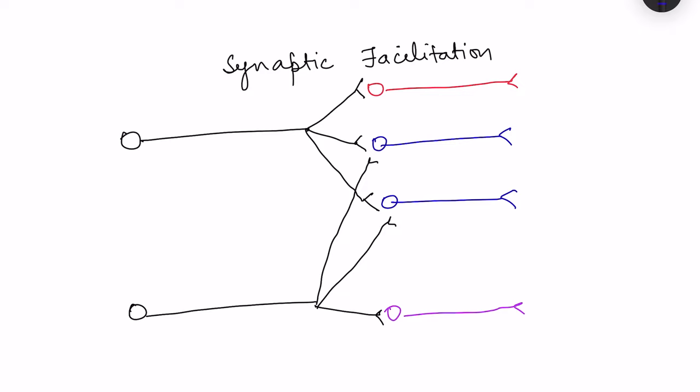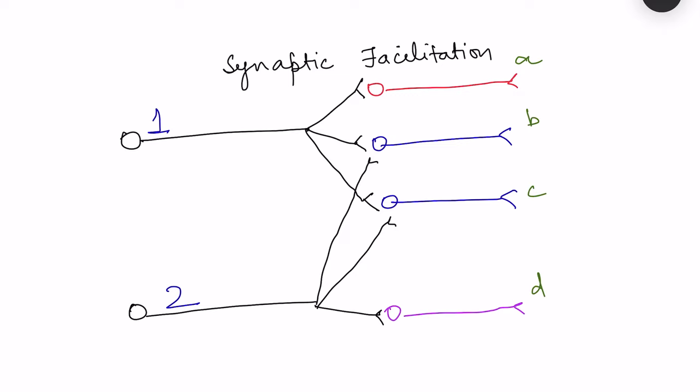Fine. Now, with this concept of convergence and summation, let us move on to the next important property, that is synaptic facilitation. So this is just an extension of the property of convergence and summation. So let us try to understand it with a simple diagram. Say suppose here there are two presynaptic neurons. Let us call this presynaptic neuron 1 and this one presynaptic neuron 2. And we have four different postsynaptic neurons. Let us name them A, B, C and D.